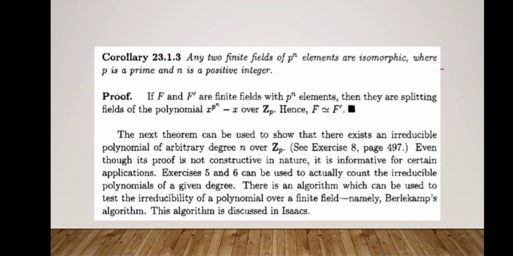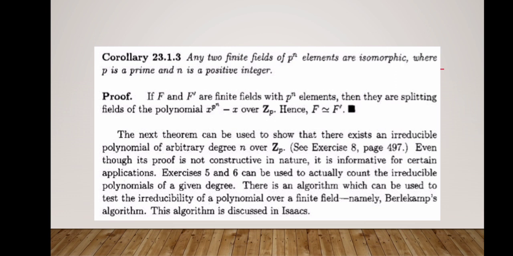Corollary 23.1.3. Any two finite fields of p^n elements are isomorphic, where p is a prime and n is a positive integer. Proof. If F and F' are finite fields with p^n elements, then they are splitting fields of the polynomial x^(p^n) minus x over GF(p). Hence, F is isomorphic to F'.